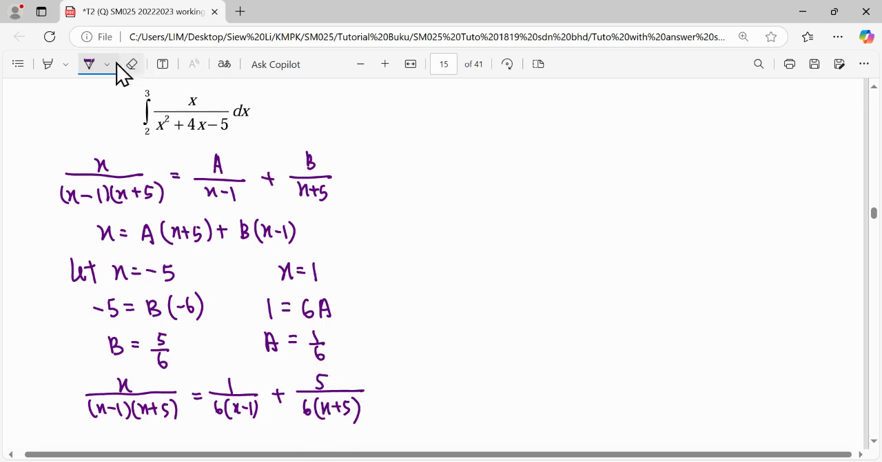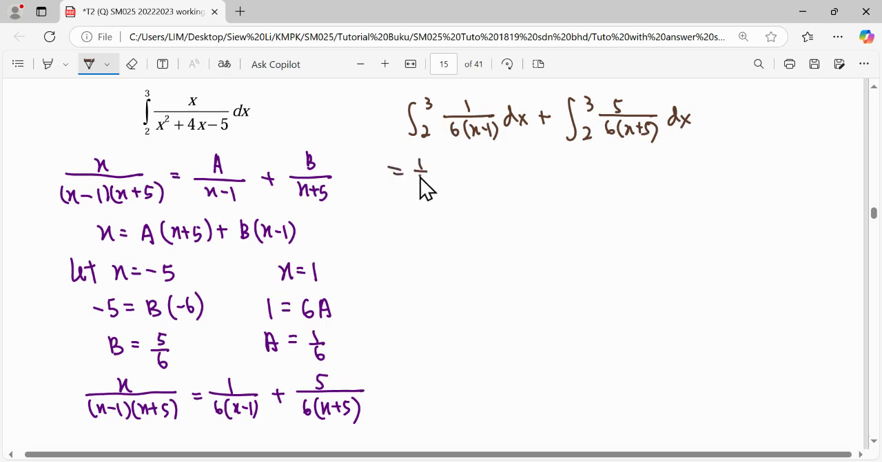Then only can we proceed to integrate this fraction. So here we integrate from 2 to 3 the fractions: 1 over 6 times 1 over (x minus 1) dx plus the integral from 2 to 3 of 5 over 6 times 1 over (x plus 5) dx. I want to integrate it separately, one by one, so that I can simplify. We take out 1 over 6 and integrate from 2 to 3.